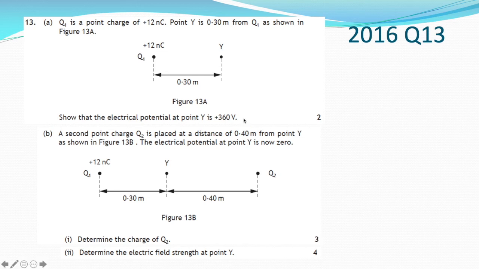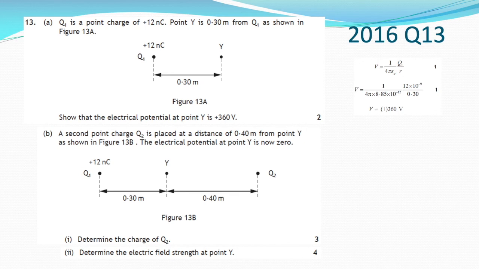Now it's a show question. If it's a show question, you have got to go straight to your relationship sheet and pick out the particular relevant relationship for this part of the question. So electrical potential, you can't use the shortcut in this case, you have to use the one as it appears on your sheet. So there it is, V equals 1 over 4 pi E naught times Q1 over R.